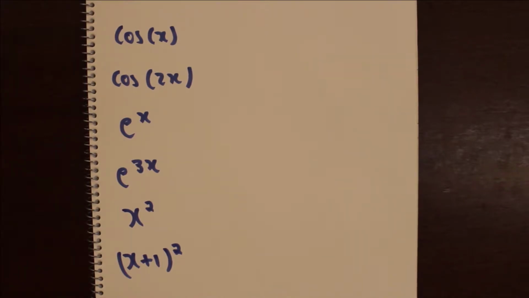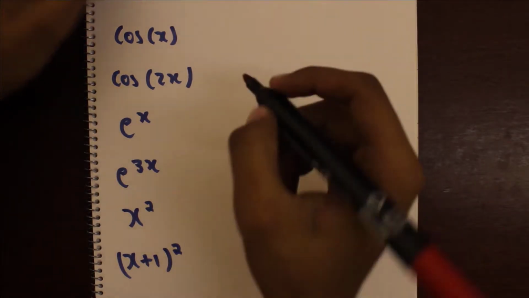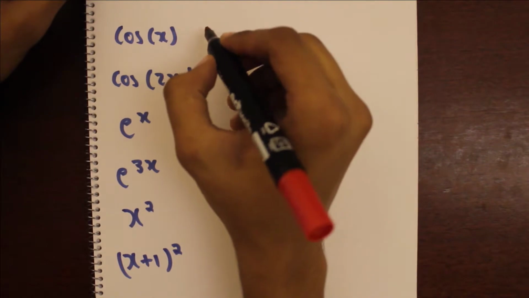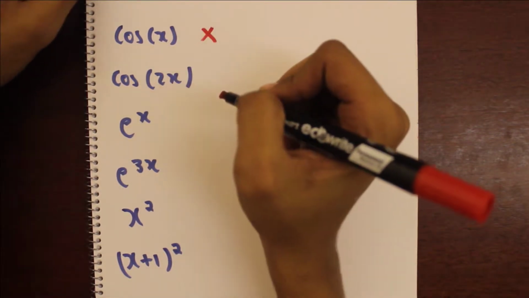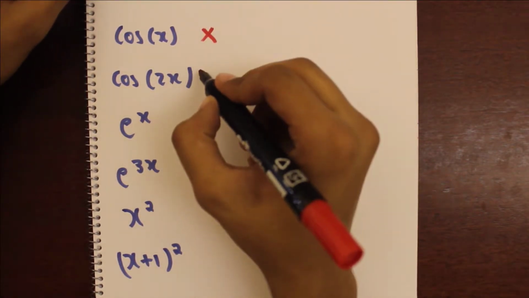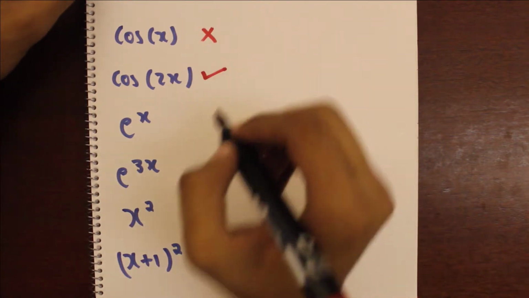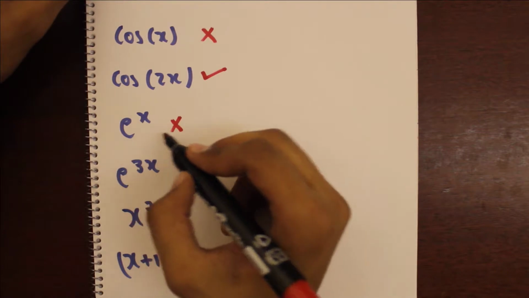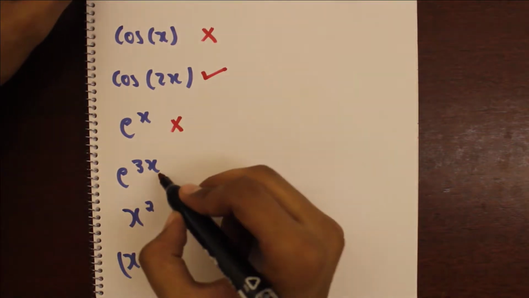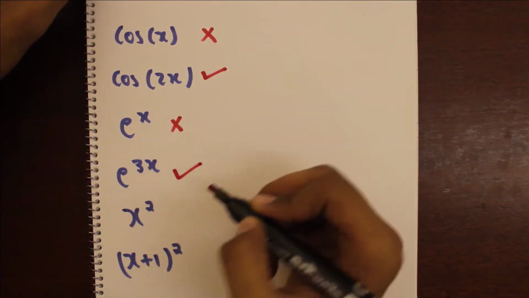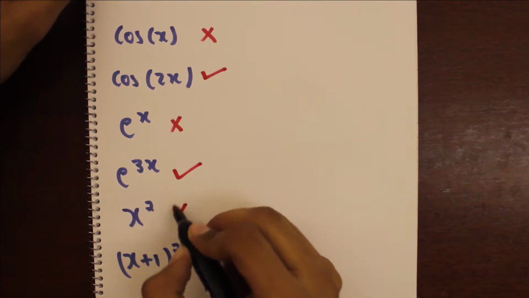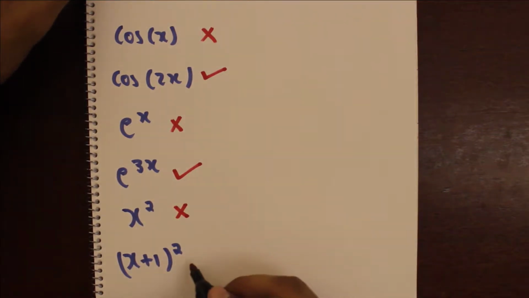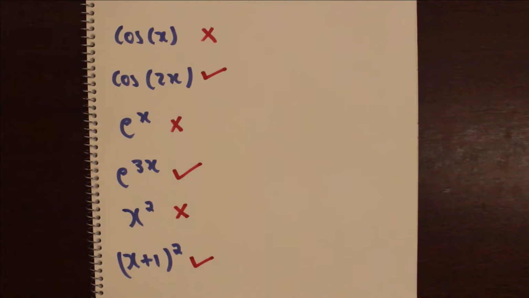So, for the case of cos of x, it is a function, but it's not a composite function. We will not have to use the chain rule. Cos 2x could be a composite function. E to the power of x is not a composite function. E to the power of 3x is a composite function. X squared is not a composite function, but x plus 1 squared is a composite function.